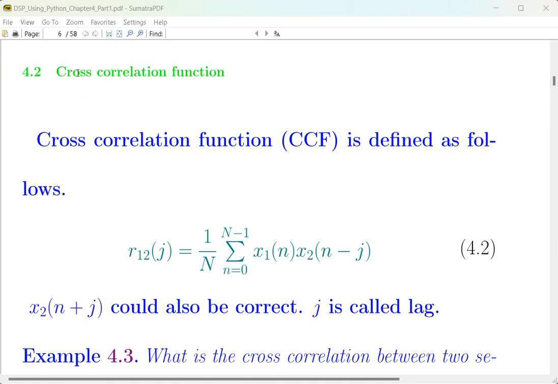That's why we go to defining the cross-correlation function. The CCF, or cross-correlation function, is defined as follows. Now we add the parameter called lag. R12 of j is equal to 1 over N, sigma n from 0 up to capital N minus 1, x1 of n times, here the new idea, x2 of n minus j, or maybe n plus j. Here you see x2 of n plus j could also be correct. j is called lag.